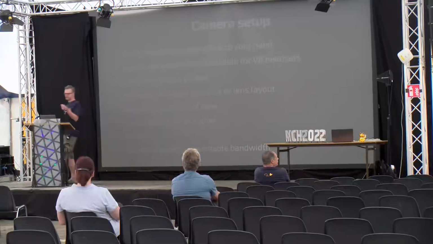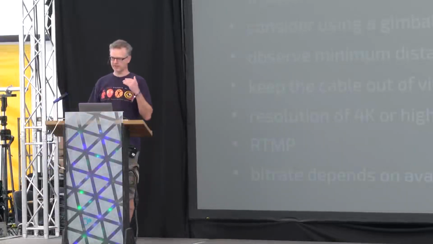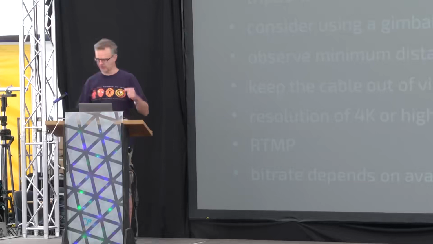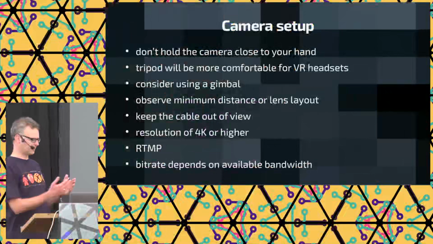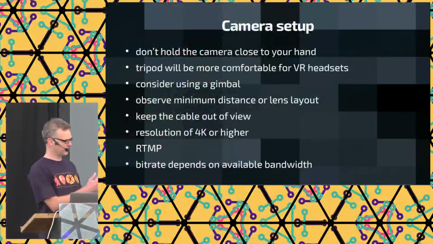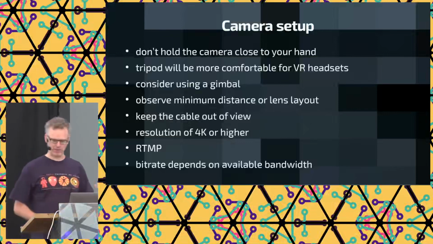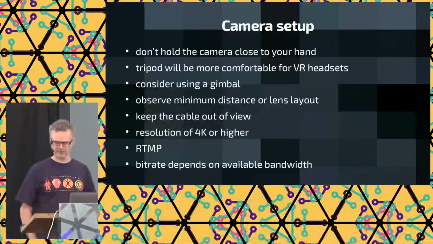So don't hold it directly in your hand. Ideally, you put it on a tripod, because if people watch your video on a VR headset, they might get sick if it's shaking too much. If you want to hold it in your hand, use a gimbal and make sure you observe the minimum distance. This camera also has a quite large minimum distance, but if you make sure that you are not on top of one of the stitching lines between the lenses, then you can get away with being closer than the minimum distance without being cut off.